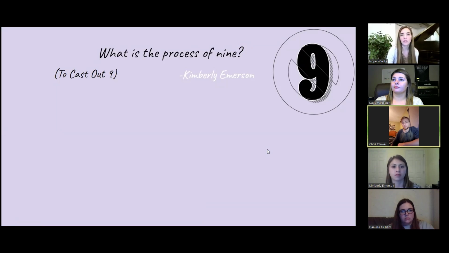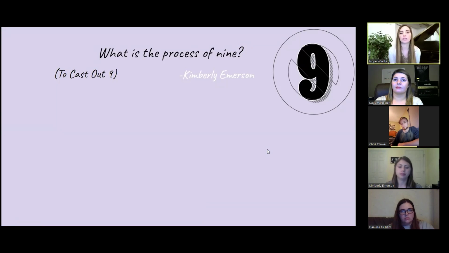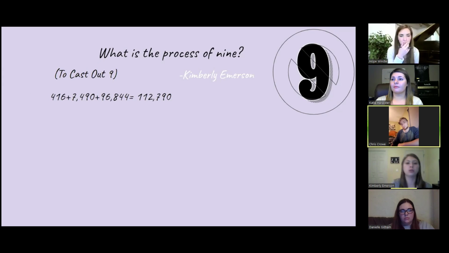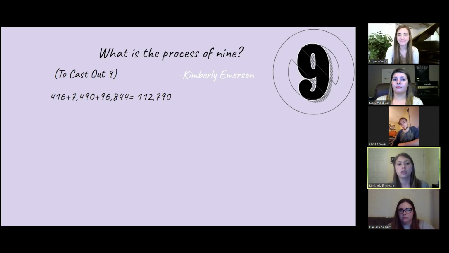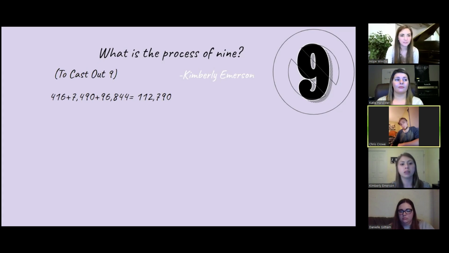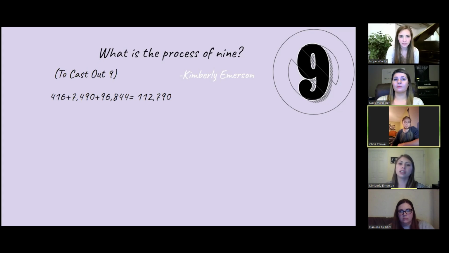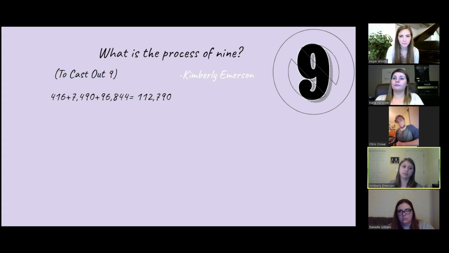So that's pretty cool. So now that we've done divisibility, Kimberly, can you introduce us to the process of nines, or casting out nines? So the process of 9 is to cast out 9. We'll cast out the number 9 and anything that adds up to equal 9. So we see that we have 616 plus 7,496 plus 96,244 equals 112,790. So this is kind of like a check. We'll check our answers this way by casting out 9.